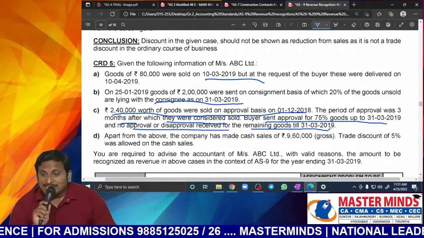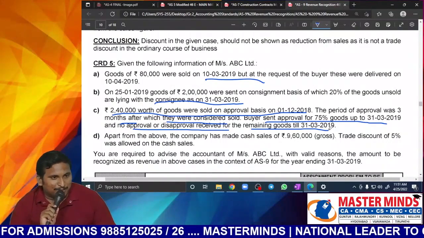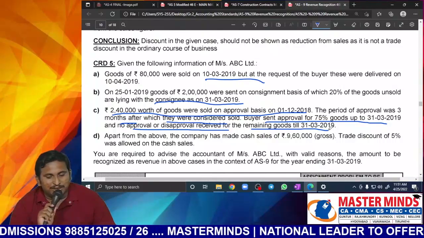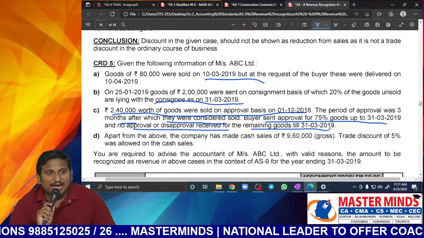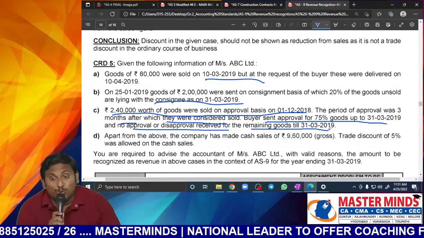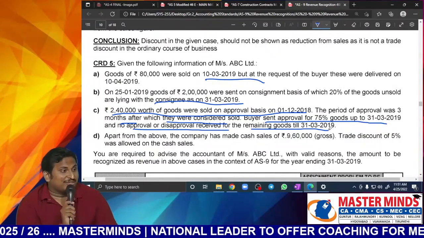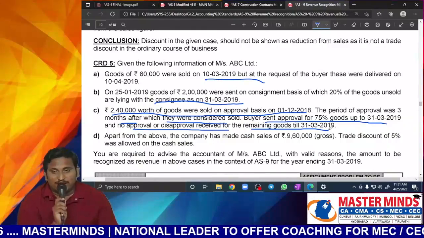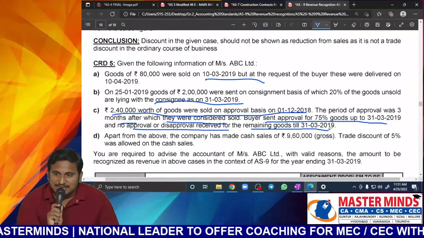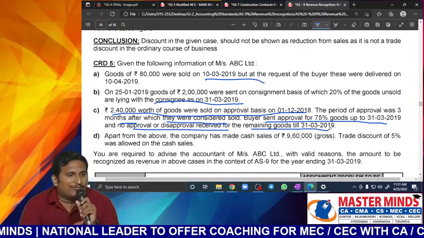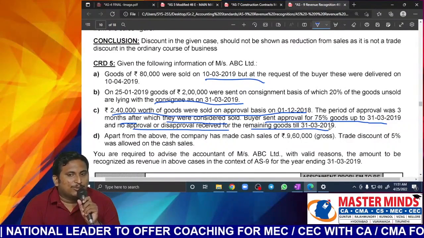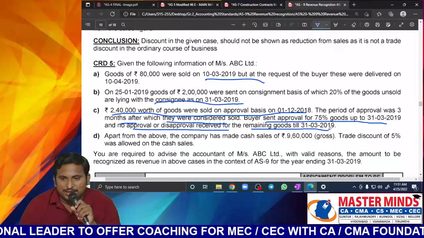If the time period is completed, we feel the sale is completed. Otherwise, no. What is the time period in the question? 3 months. And when does the time period start? 1st December. That means by 31st March, the time period is already over. As a result, we feel that the sale is completed. For the entire 2,40,000, the sale is said to be completed. Sir, is that clear?